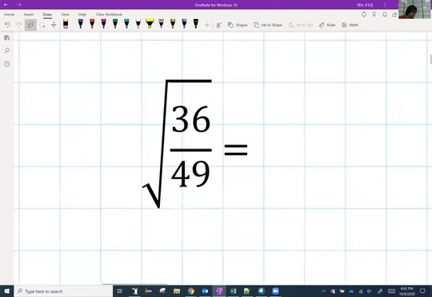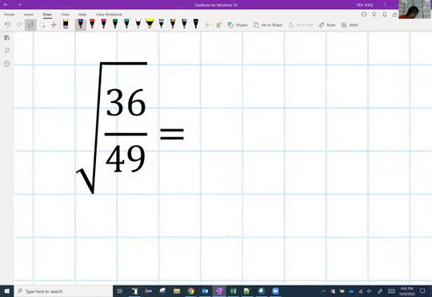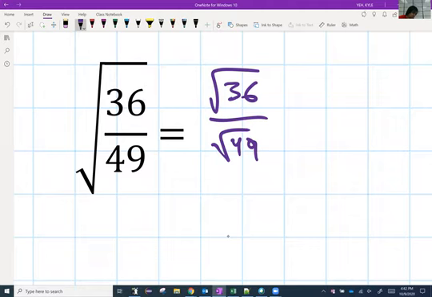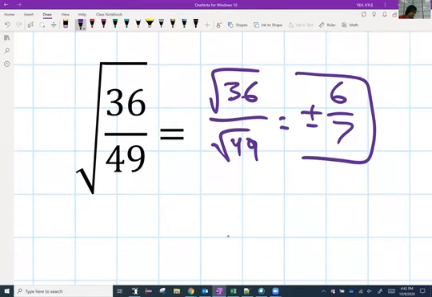What about the square root of 36 over 49? Well, step 1, square root of the top over square root of the bottom. Plus or minus, square root of 36 is 6, over square root of 49 is 7. Plus or minus 6/7.